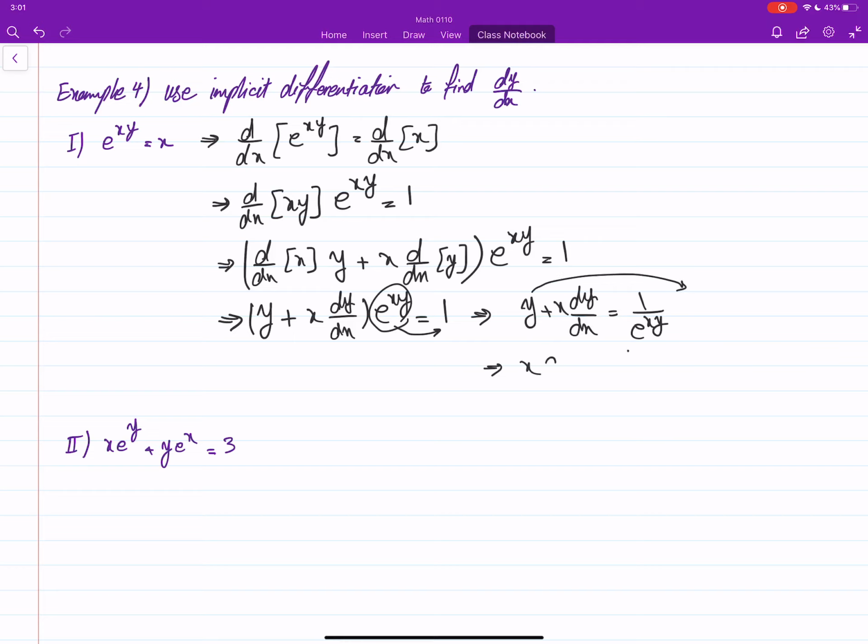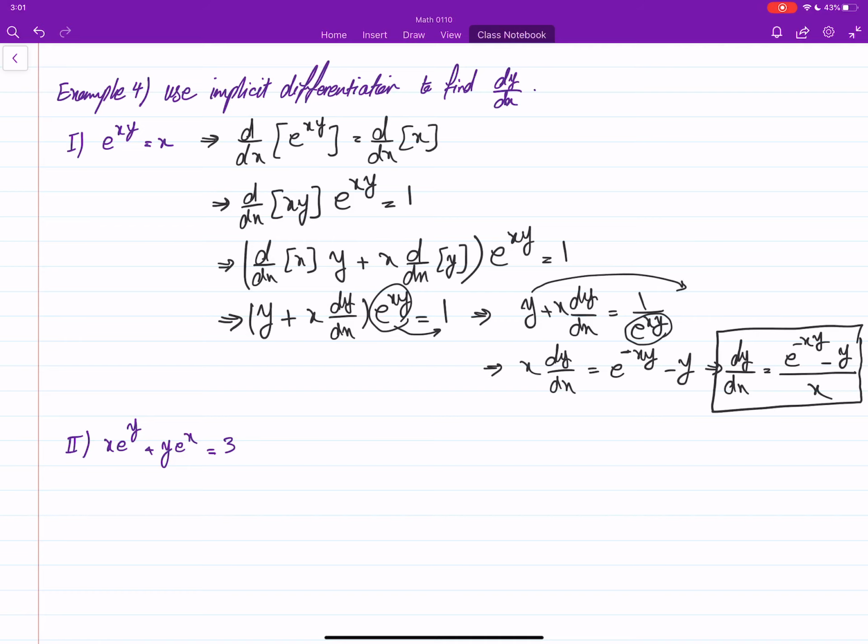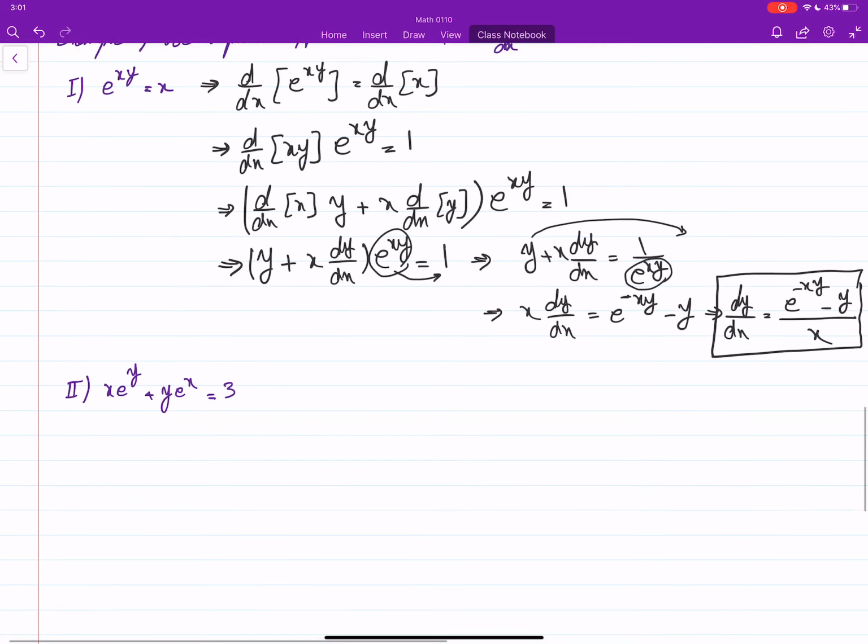So it will be x dy/dx equals, by the way, this is in the denominator, I can bring it up, write e to the power minus xy, minus y. And then the last piece is divide by x to the right hand side. So it will be e to the power minus xy minus y divided by x. That is the derivative of y with respect to x using implicit differentiation.